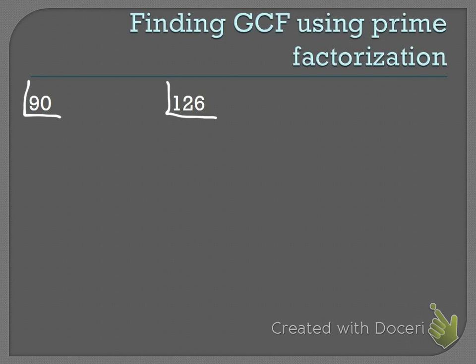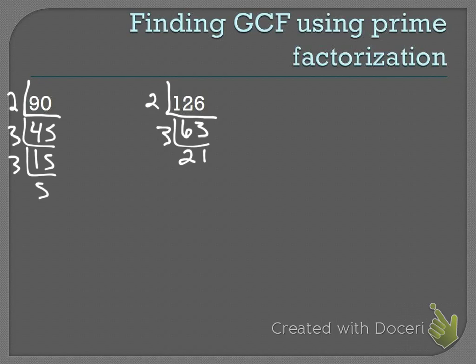prime factorization of both of these numbers and then list my prime factors. Okay, so 2, 45, 3, 15, 3 and 5, 2, 63, 3, 21, 3 and 7. Do y'all agree? All right, so 90 and 126.